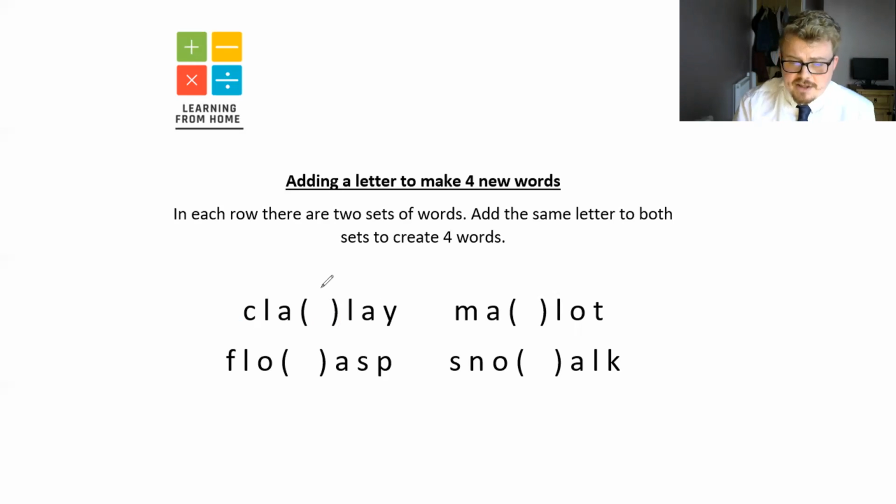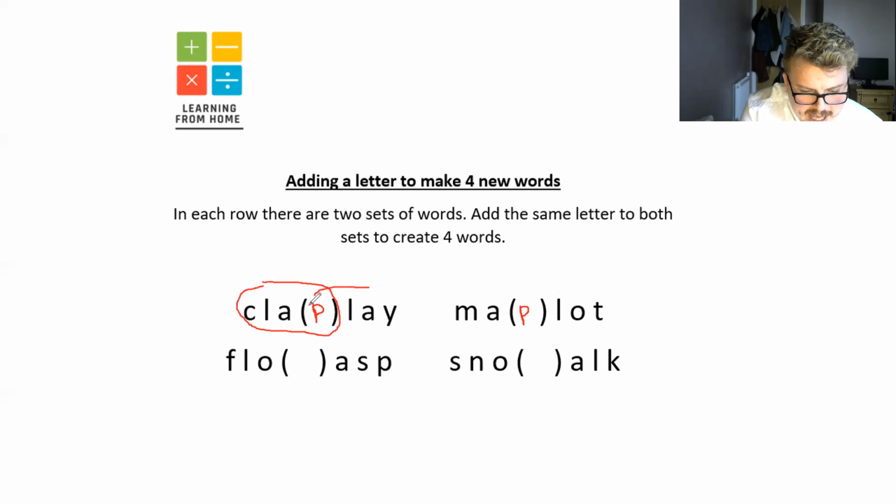Okay, so I'm going to tell you the first one, and then it'd be great if you could look at the second one. And when you've done that, there is a worksheet attached with even more questions to help you really practice this. So the answer to the first question is P. If we put a P inside this bracket and a P inside this bracket, we would create 4 words. We would have the word clap here. We would have the word play. We would have the word map, and we would have the word plot.